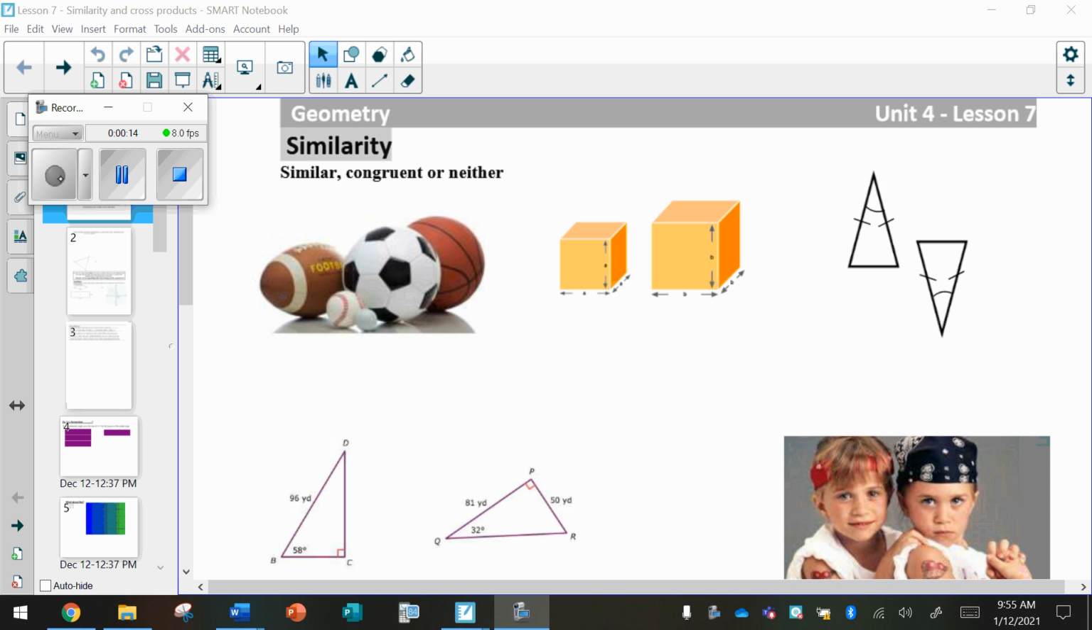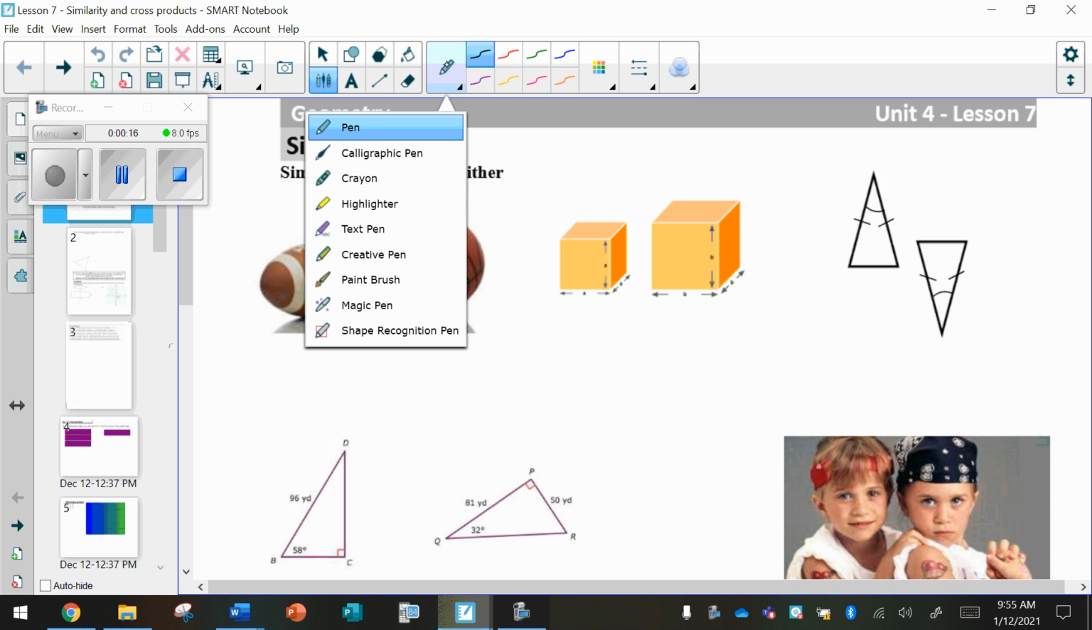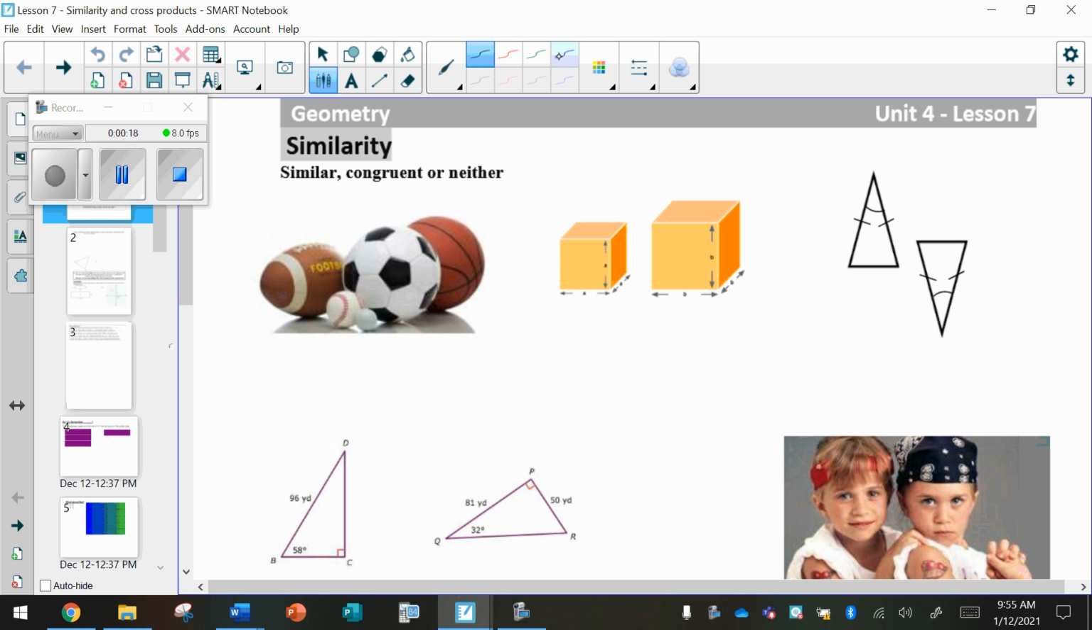So let's warm up our noggins by discussing the difference between similarity and congruence. Let's look at each one of these diagrams and figure out if the shapes are similar, congruent, or neither.